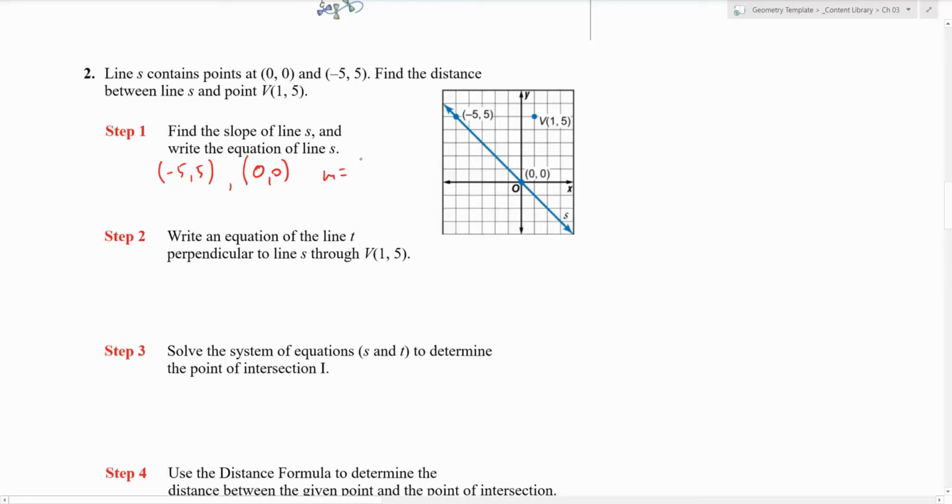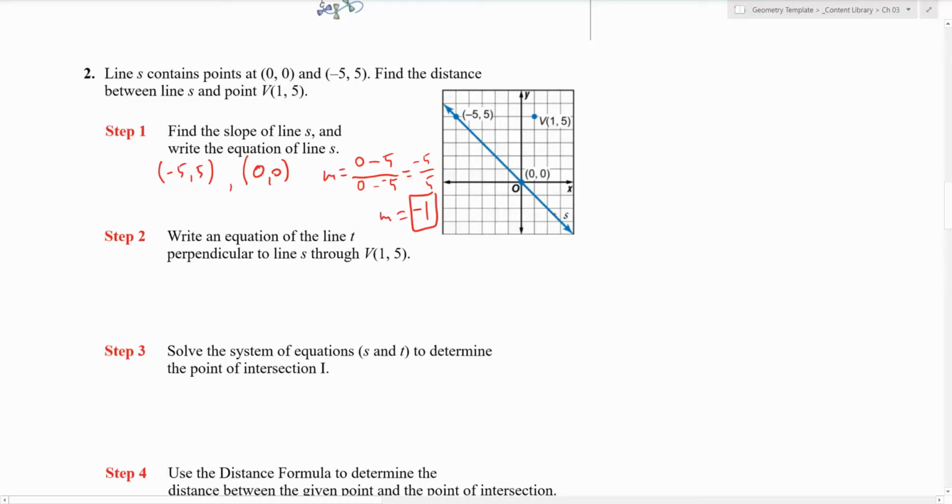Let's find the slope there, all right? M equals y2 minus y1, so that's 0 minus 5 over x2 minus x1, 0 minus -5. So that equals -5 over +5, which equals -1. That's the slope of line S.